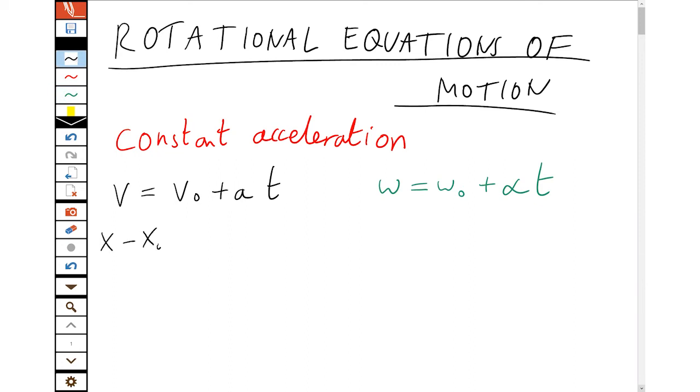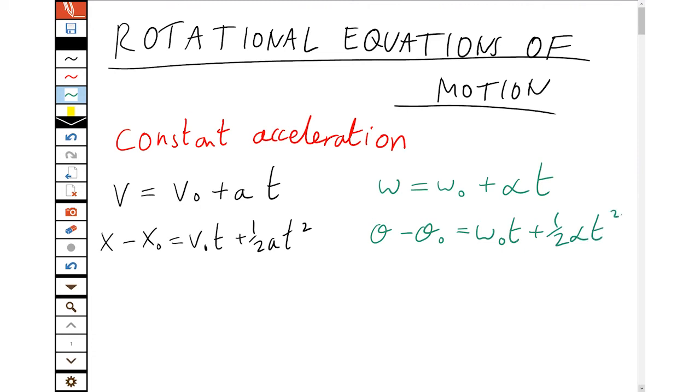New position minus old position, so change in position, is old velocity times time plus a half the acceleration times time squared. So the angular version is the change in angle is equal to old angular velocity times time plus a half the angular acceleration times time squared. And remember, any of these numbers might be negative. You just plug that into the equation. And you see here, new angle minus old angle. So that means angle covered. How much angle did it rotate through while we were doing all this?